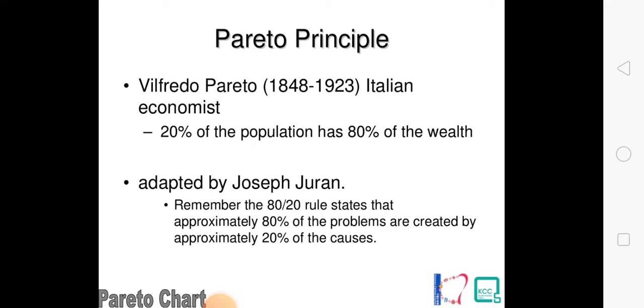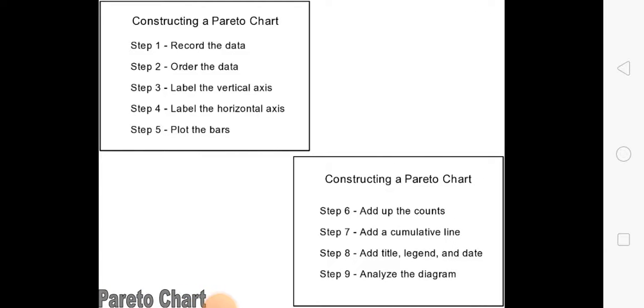These are various steps to be followed while constructing a Pareto chart. Step 1, first we have to record the data, then set the recorded data in a specific order, then label the vertical axis, that is the y axis, then label the horizontal axis, that is the x axis, then plot the bars, then add up the counts, then add a cumulative line, then we have to add the total to that bar chart or histogram, legend and date. Then analyze the entire diagram.